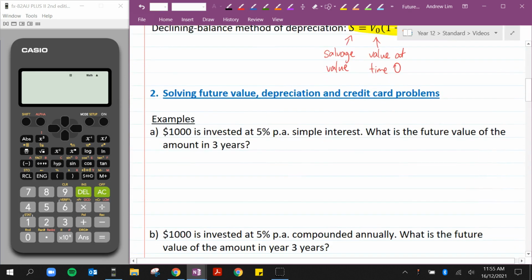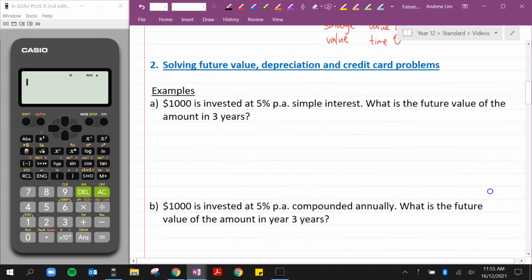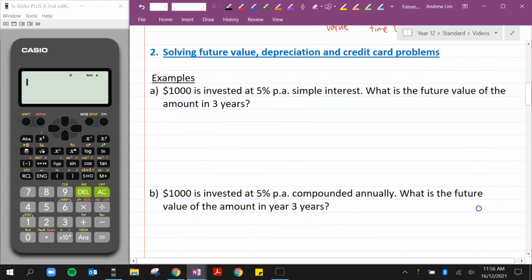Alright, so let's have a look at the second part of this lesson, which is solving future value, depreciation, and credit card problems.